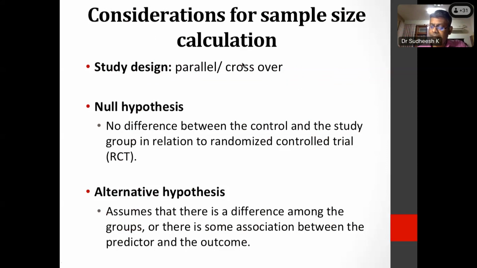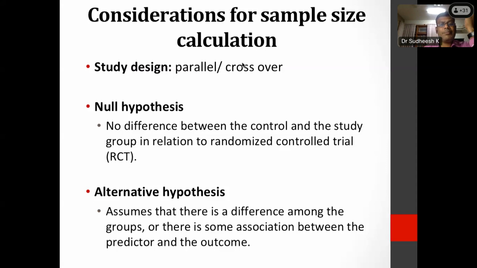Then we have something called crossover, where there's only one group of patients, so they receive drug A in the initial part, and then a small period break, and then they receive drug B. So the same set of patients will experience both the effects. So that is known as a crossover. So by knowing this, the sample size also varies.